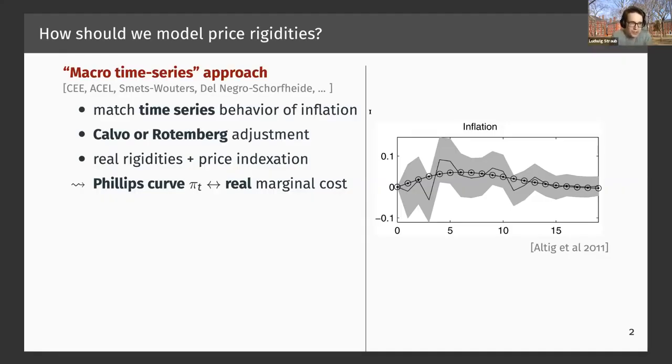So there's the older macro time series approach, where at the core was the idea that we want to match the time series behavior of inflation. Here on the right, you see an impulse response you get in these types of models. It's sluggish and relatively muted. These models are typically based on Calvo or Rotemberg adjustment. Then we add several real rigidities and price indexation, and we summarize that in a relationship that I'm going to call, for the entirety of the presentation, a Phillips curve, which is a relationship between the real marginal cost faced by firms and the inflation of their prices. Okay, so that's the macro approach.